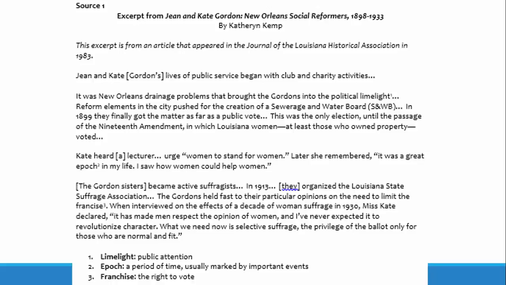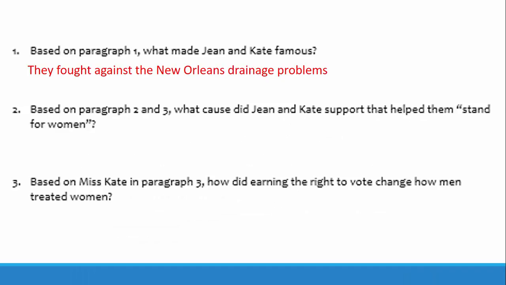When interviewed on the effects of a decade of women's suffrage in 1930, Miss Kate declared, "It has made men respect the opinion of women, and I've never expected it to revolutionize character. What we need now is selective suffrage, the privilege of the ballot only for those who are normal and fit." So, how are they helping to stand with women? Answer the question.